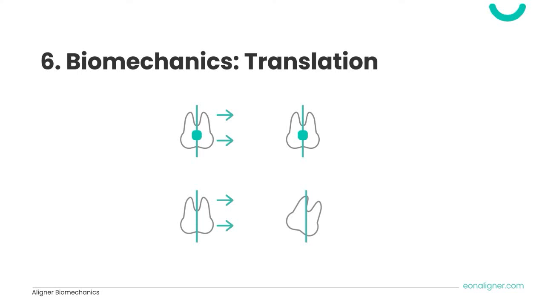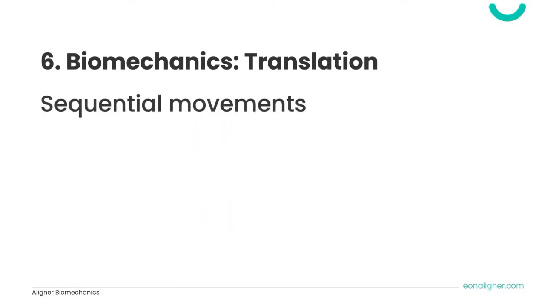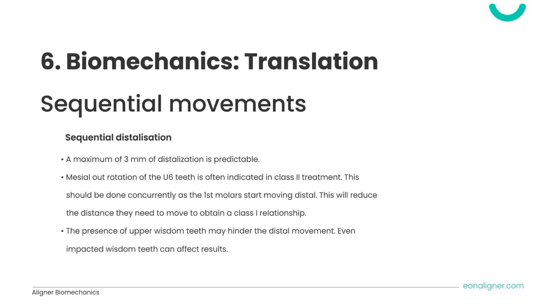Still in the topic of mesiodistal translational movements, we'll talk about sequential distalization and mesialization. When planning sequential distalization, consider the following. A maximum of 3 millimeters of distalization is predictable. Mesial outrotation of the upper first molars is often indicated in Class 2 treatment. This should be done concurrently as the first molars start moving distal, as it will reduce the distance they need to move to obtain a Class 1 relationship.